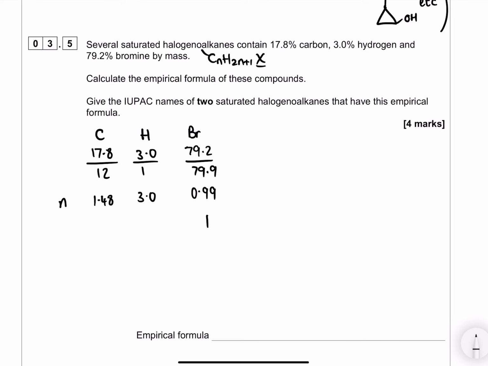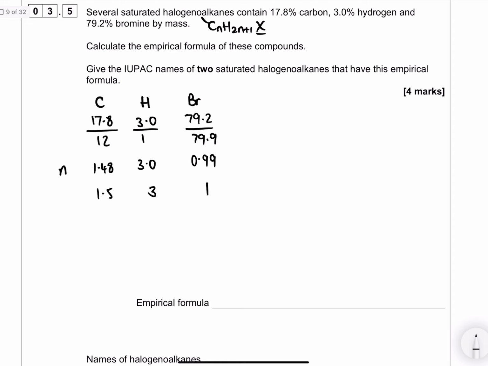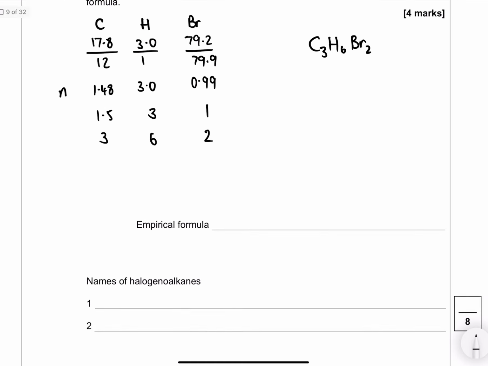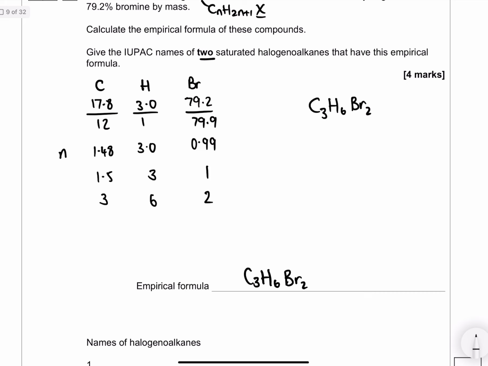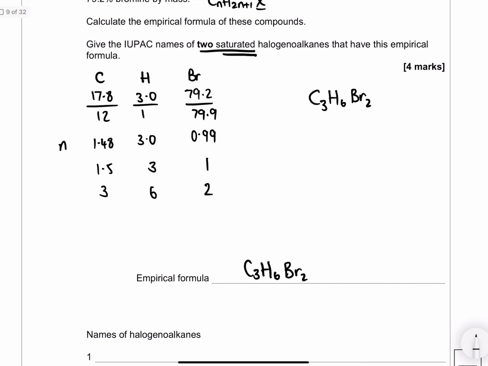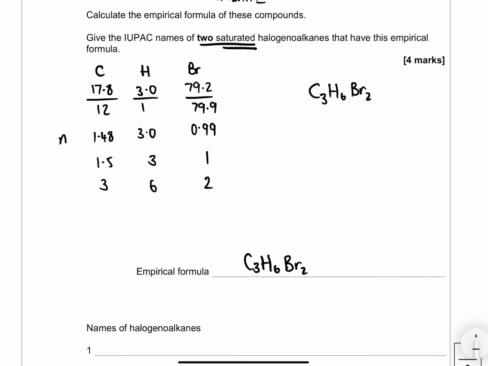And when we divide this one by 0.99, so if you do 1.48 divided by 0.99 on your calculator, you get essentially 1.5. And here you get essentially 3. So we need to multiply until we get whole numbers. So 3 to 6 to 2. So C3H6Br2. So that's our empirical formula. And it says give the names of 2 saturated, so no double bonds, halogenoalkanes that have this empirical formula.